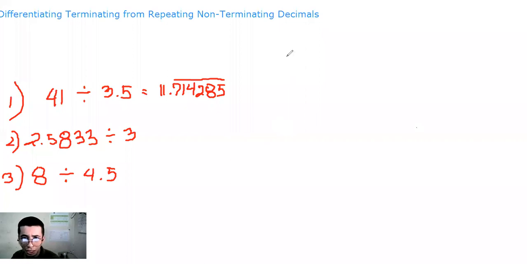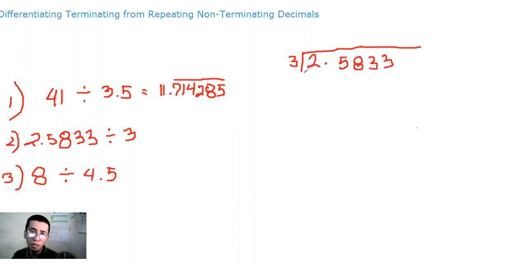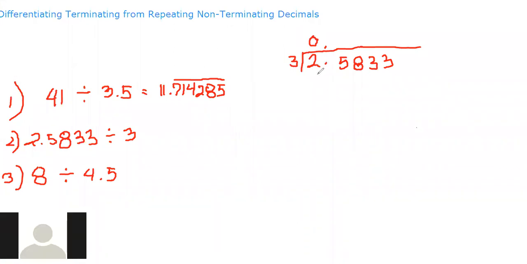So, sa number 2, entry natin is our divisor. Then, lagyan natin ng 2.5, 2.5, 8, 3, 3. So, since we cannot divide 2 into 3, so nandito yung ating decimal, si 25 na yung i-divide natin. 25 divided by 3. So, lagyan na natin ng 0 dito kasi we cannot divide 2. 25 divided by 3. What is 25 divided by 3?